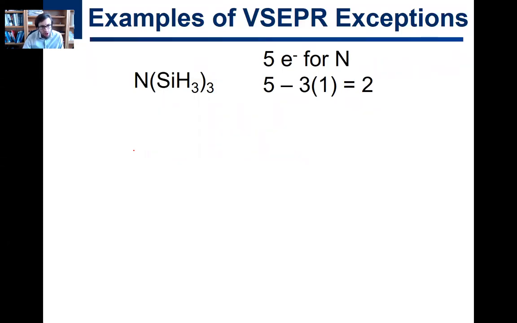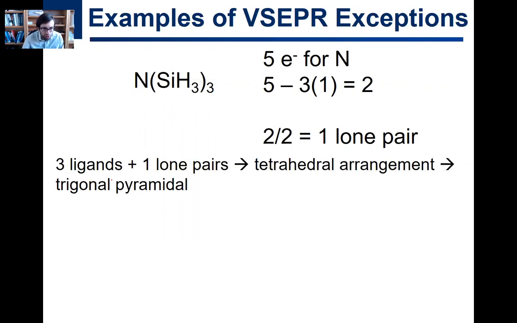So they're 1 electron ligands. So 5 minus 3 times 1 gets you 2. 2 divided by 2, that gets you 1 lone pair. I mean, this is just like ammonia. Ammonia, you might remember, also has this same sort of trigonal pyramidal geometry that is predicted, right?